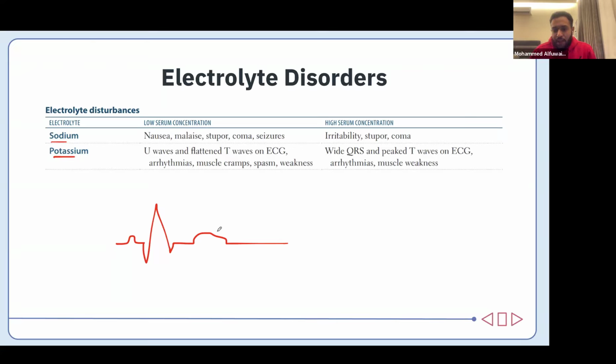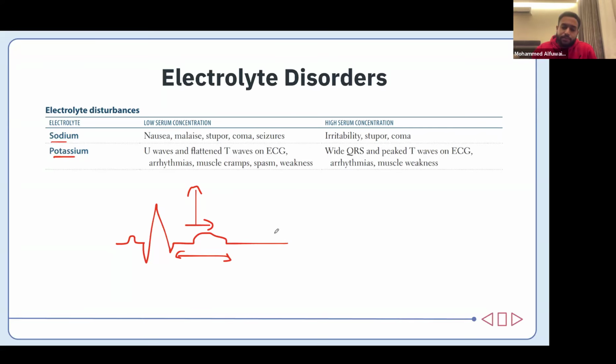Slower. Think of it logically. As you don't have enough potassium anymore, intracellular, the repolarization will take longer. So what will happen is this T wave, will it become more narrow and peaked, or will it be flat? Flat. Good. So if you start seeing flattened T waves on an ECG on a patient with muscle fatigue and spasms, you think hypokalemia. Tamam?